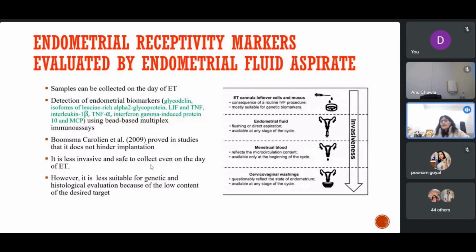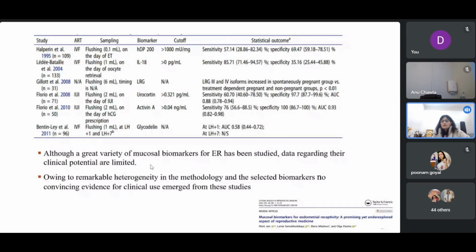And again, the main drawback of these receptivity markers is that there is always a variation in the expression of these receptors from cycle to cycle, even in the same patient. So to get a definitive cutoff for these markers is really difficult, and it is very difficult to reproduce the results of these tests. There has been extensive study done on this, and again, there was a lot of heterogeneity in the methodology and the selected biomarkers. So no convincing evidence could be found for a clinical use of these studies.